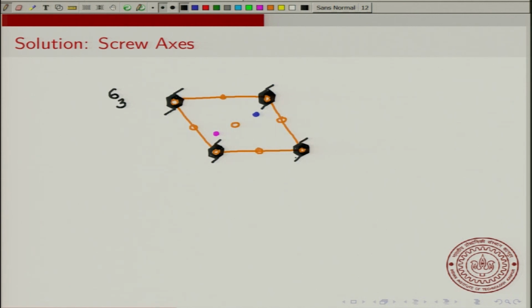There are additional screw axes. For example, there is a 2-fold screw axis here, right at the center, and again we want to emphasize that this point is also a center of inversion. And you have another 2-fold screw axis here. So, these are all 2-1 axes.